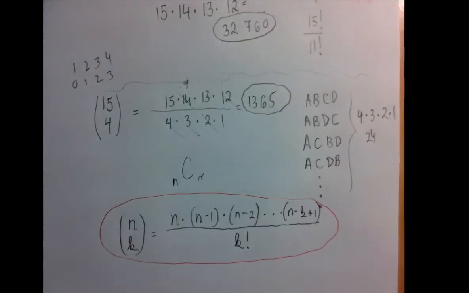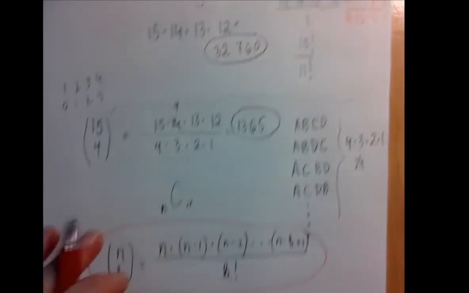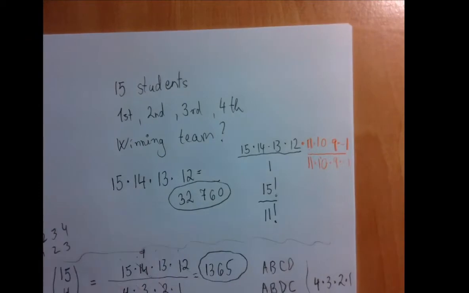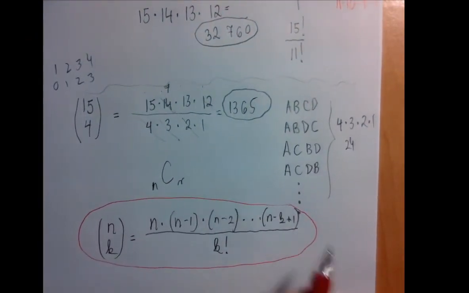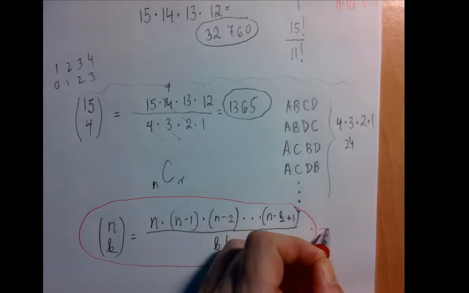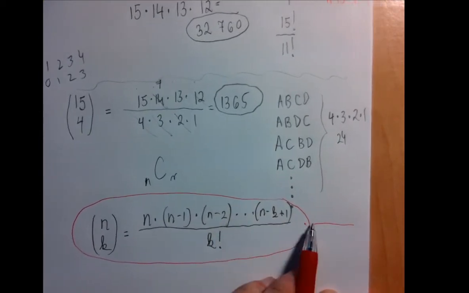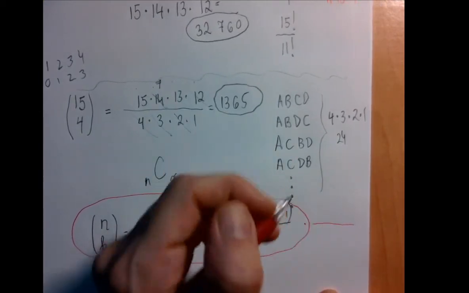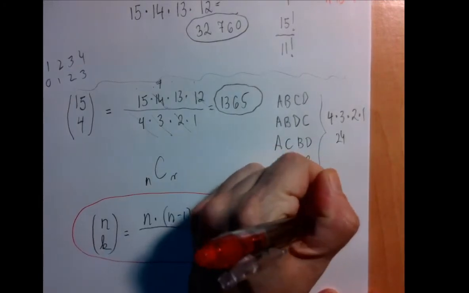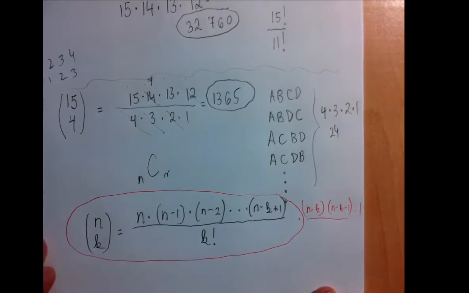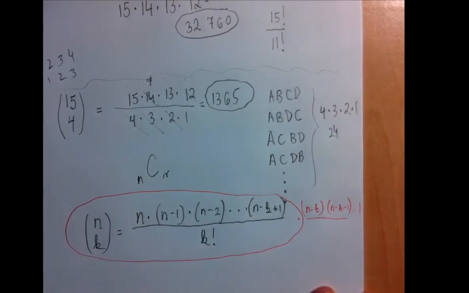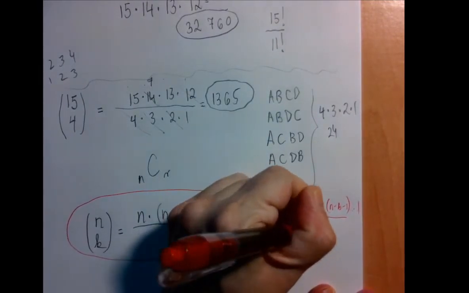But if the numbers are large enough, we can apply the same trick as we did here. So we can turn everything into a factorial if we just multiply upstairs and downstairs by a number that just picks up where this left off. So that would be n minus k minus 1, all the way down to 1.